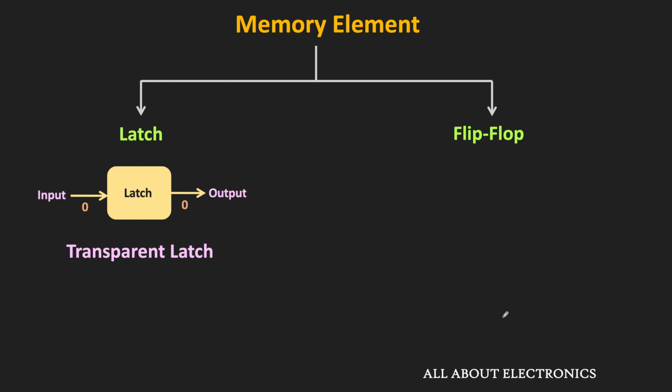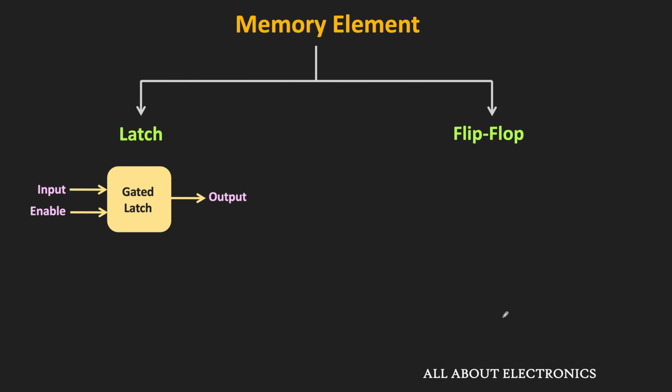Now there is another type of latch which becomes transparent based on the control input. These latches are known as the gated latch. As you can see, this gated latch also has an enable input. When this enable input is high, then this latch is transparent to the input. That means the latch responds to the change in the input immediately. And when this enable input is low, then even if the input changes, it does not respond to that input change. In that case, it retains its previous state.